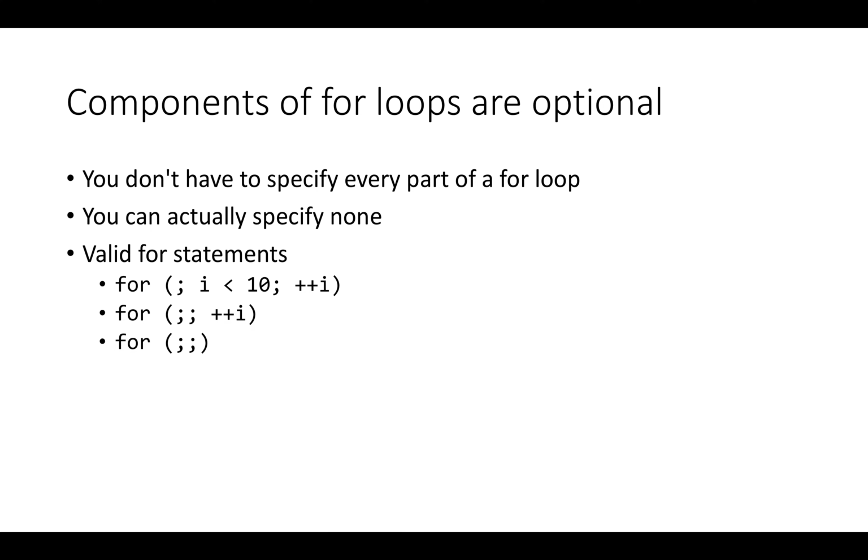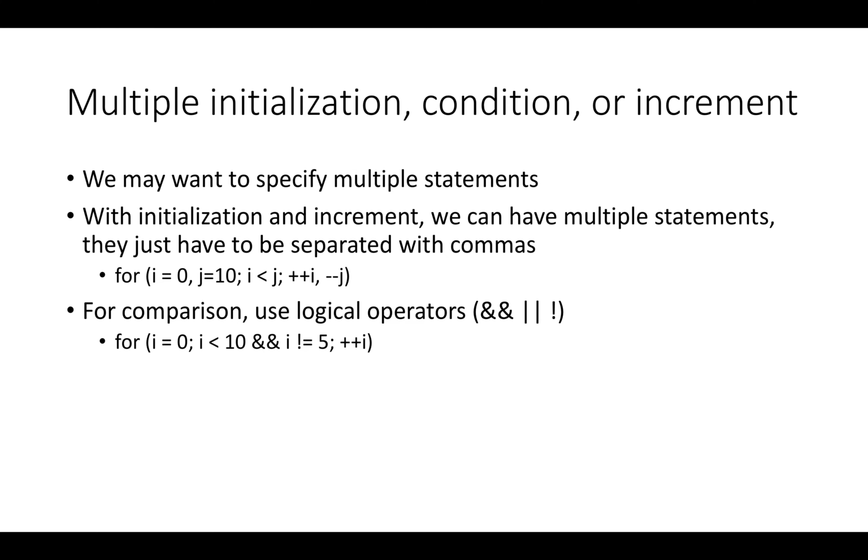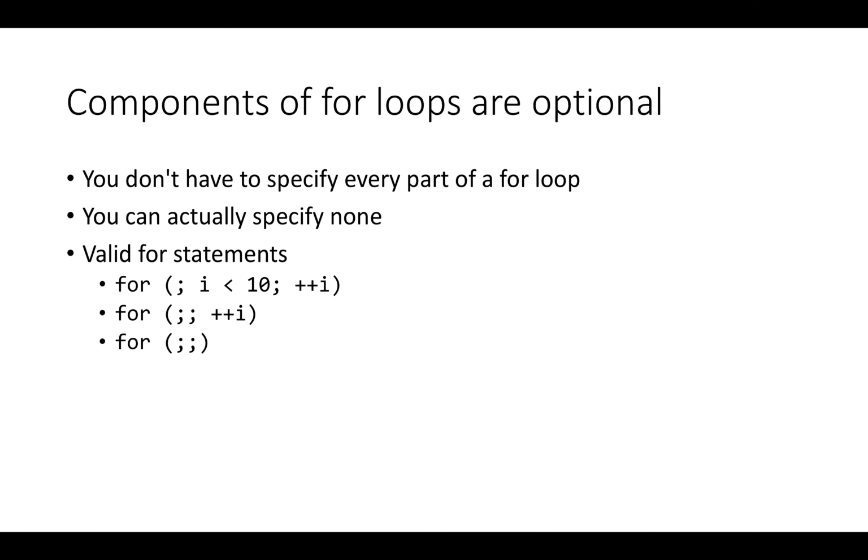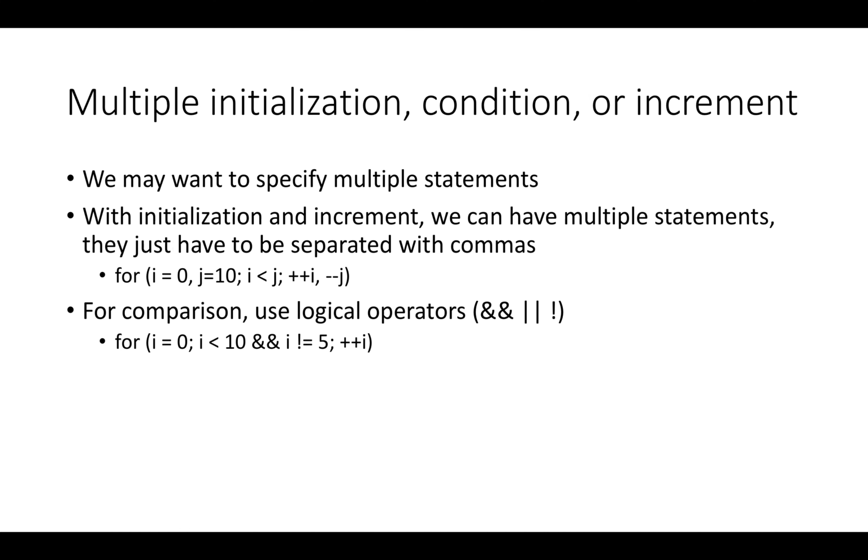In the second one, we are leaving off the conditional test. We don't necessarily have to test a conditional, but if we never test a conditional, the loop is going to go on forever and ever and ever. And finally, we don't actually have to have any statements at all. We can say semicolon, semicolon, and it will essentially act as a loop that just goes on forever. Components of the for loops are optional. We'll talk more about why you care about leaving things like the condition and the increment off later.